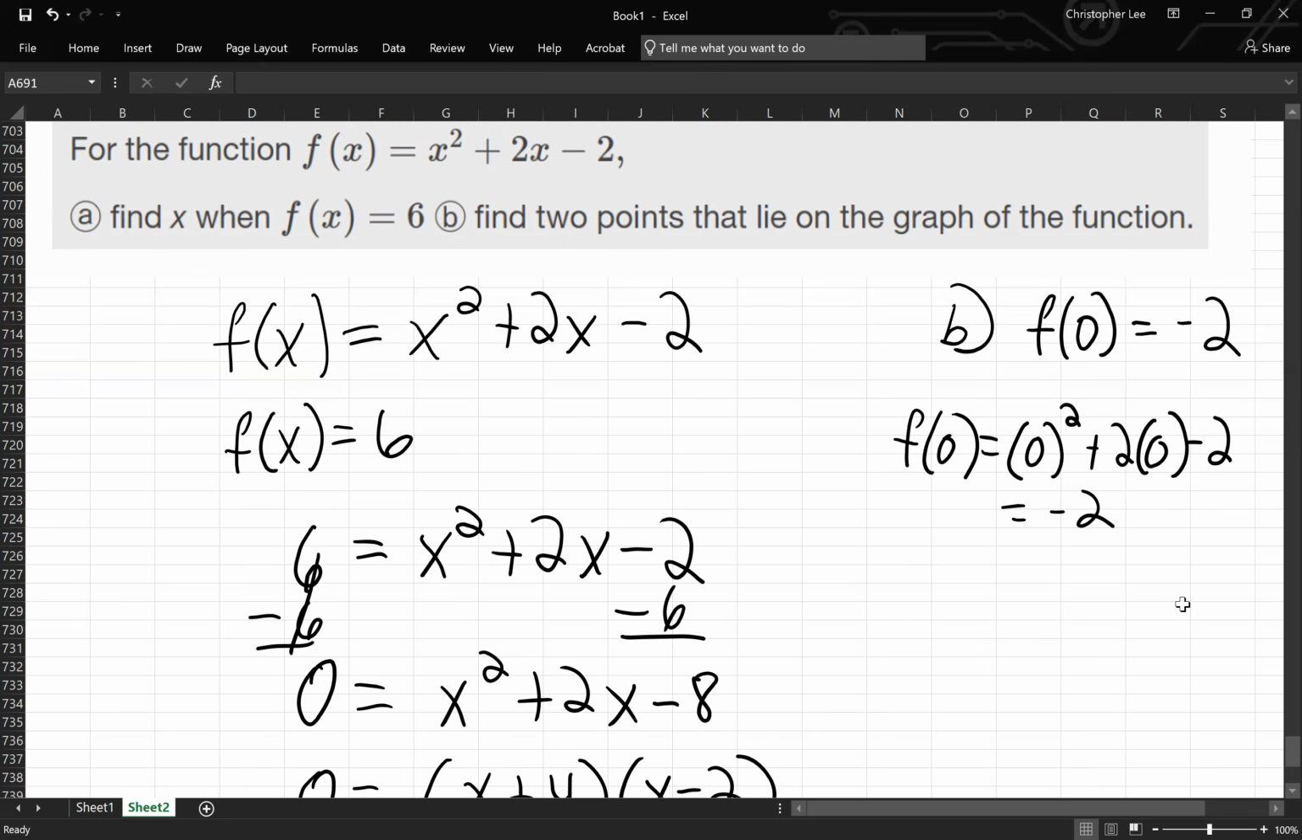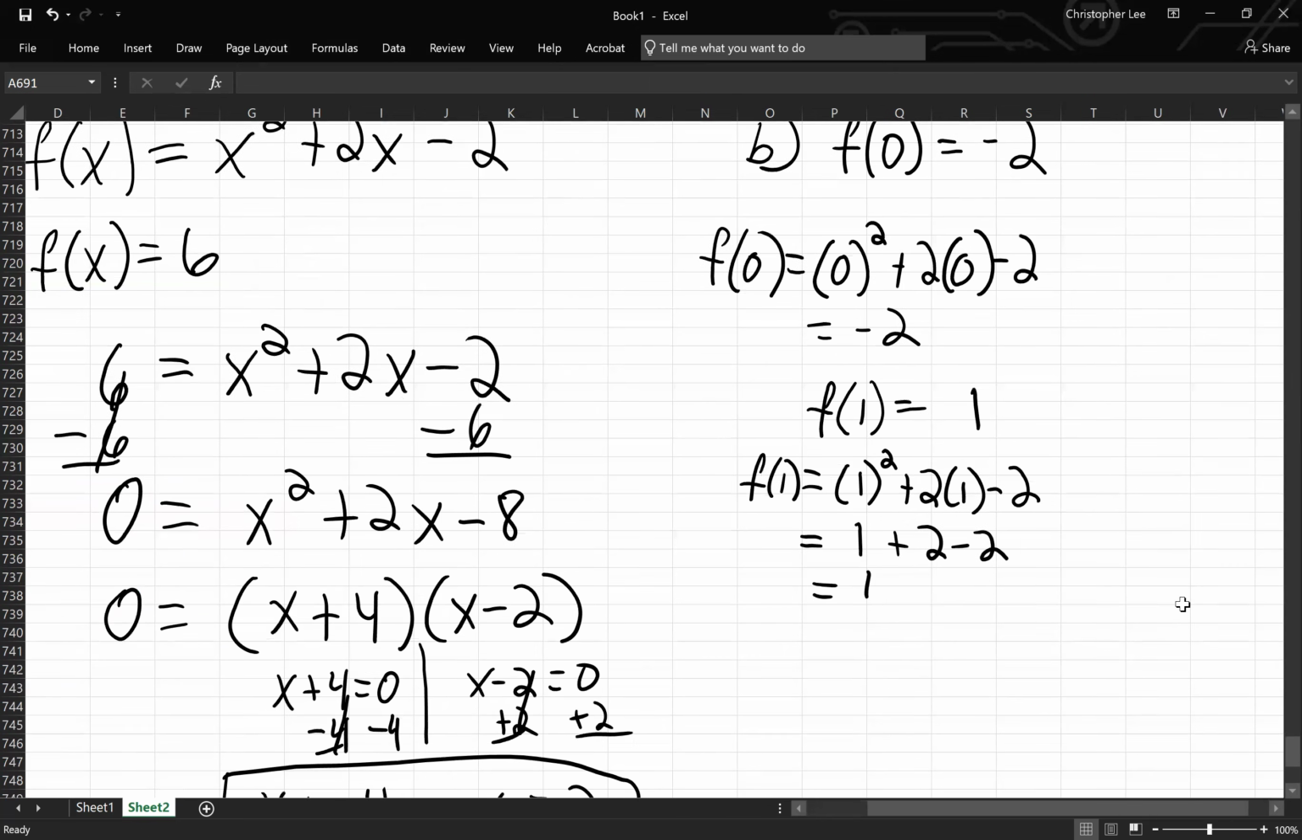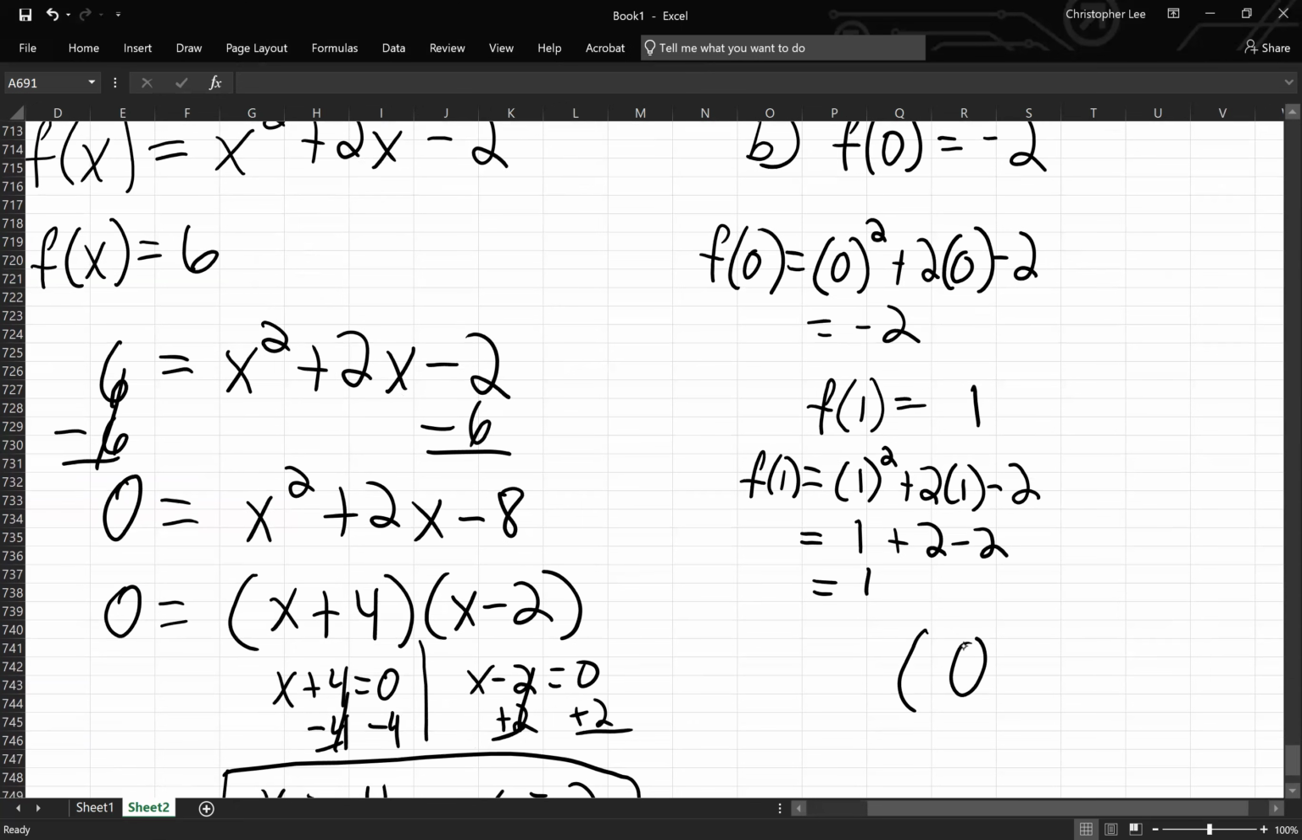That's simple, right? Let's say if I want to do f of 1, right? Let's see what that answer would be. So that's going to be f of 1 is equal to 1 squared plus 2 times 1 minus 2. So that's 1 plus 2 minus 2. So the answer is just 1. Boom. So what 2 points lie on the graph? The point 0 comma negative 2 and the point 1 comma 1. That's it.